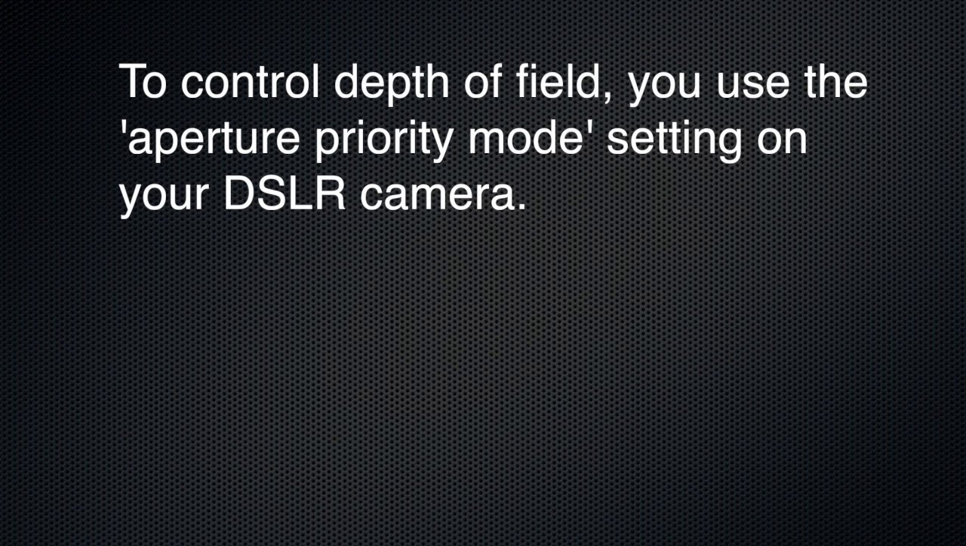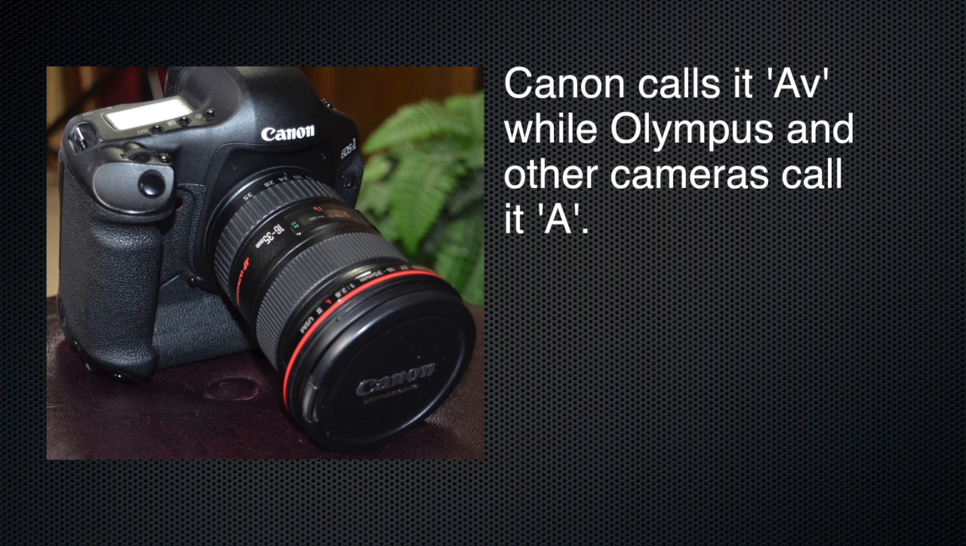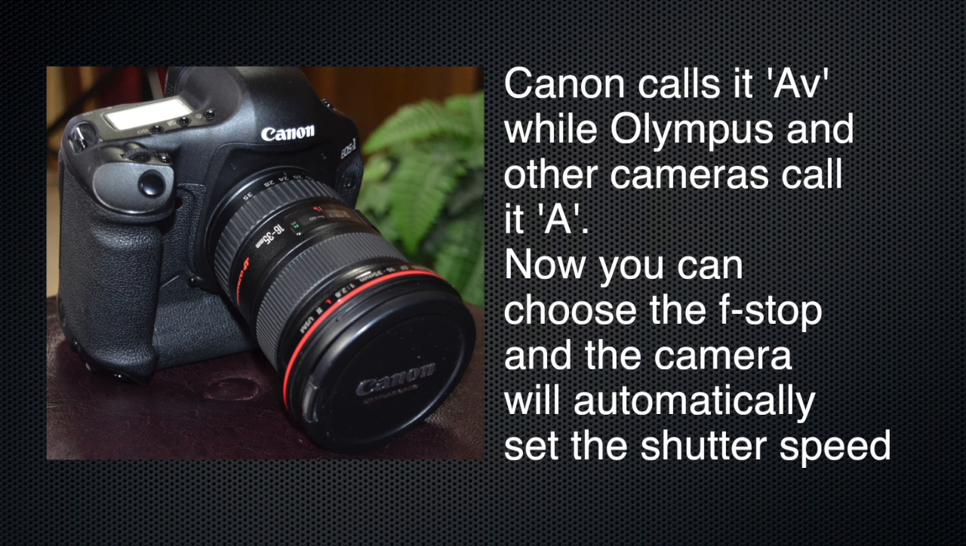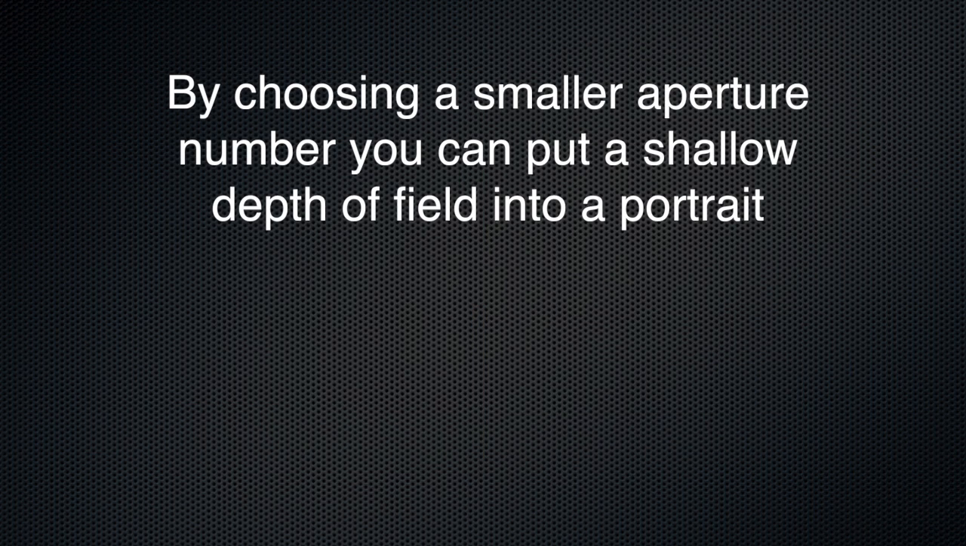So to control depth of field, you use the Aperture Priority mode setting on your DSLR camera. Canon calls it AV, while Olympus and other cameras just call it A. Now you can choose the f-stop, and the camera will automatically set the shutter speed to give you the correct exposure.